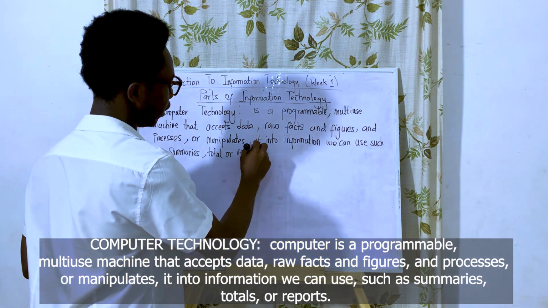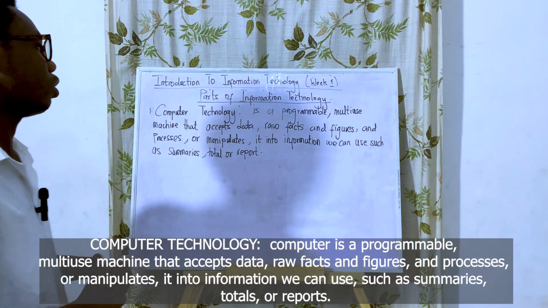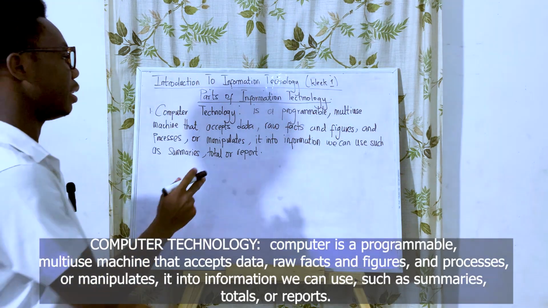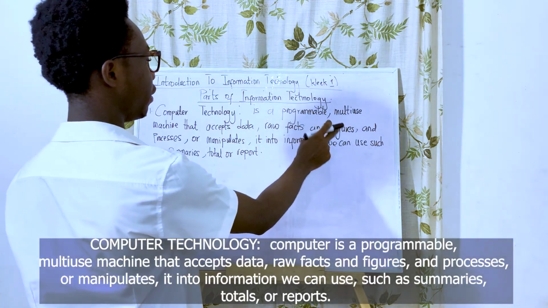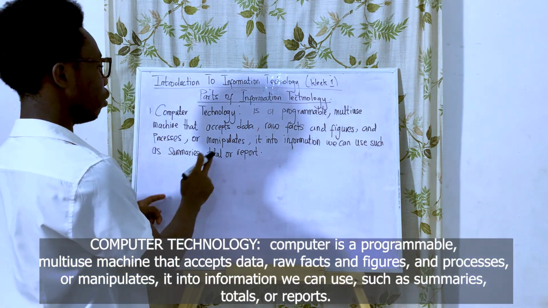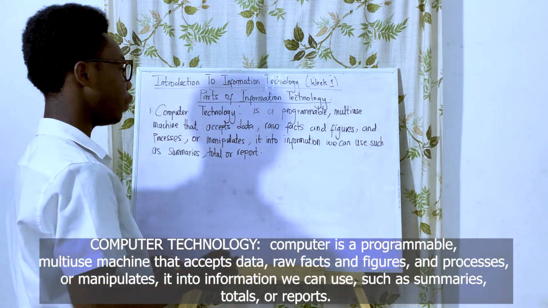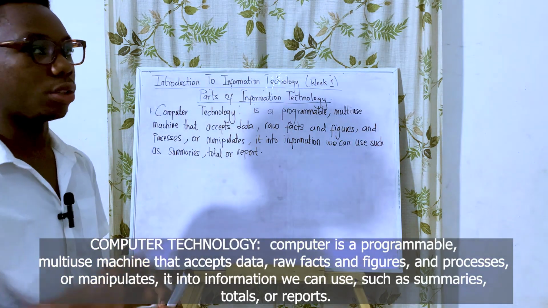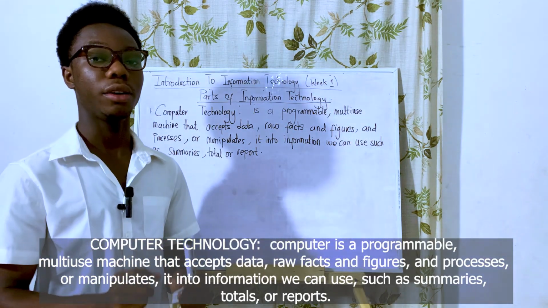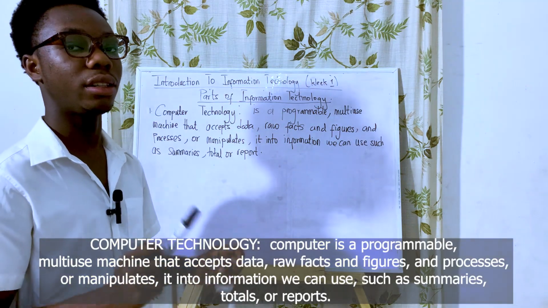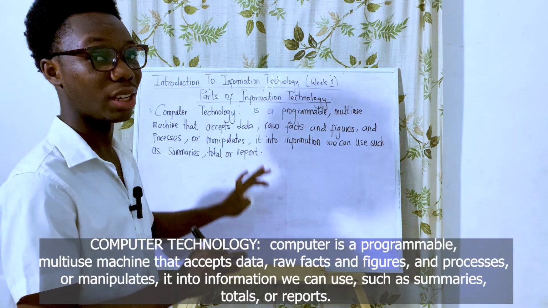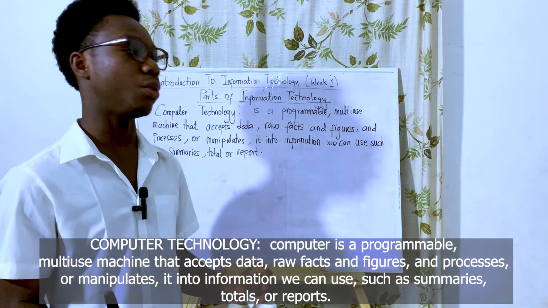So let me end here. Computer technology is a programmable multi-use machine that accepts data, raw facts and figures, and processes or manipulates it into information we use, such as summaries, totals or reports. Note that the computer only understands zeros and ones. That's the language the computer understands: binaries, zeros and ones.